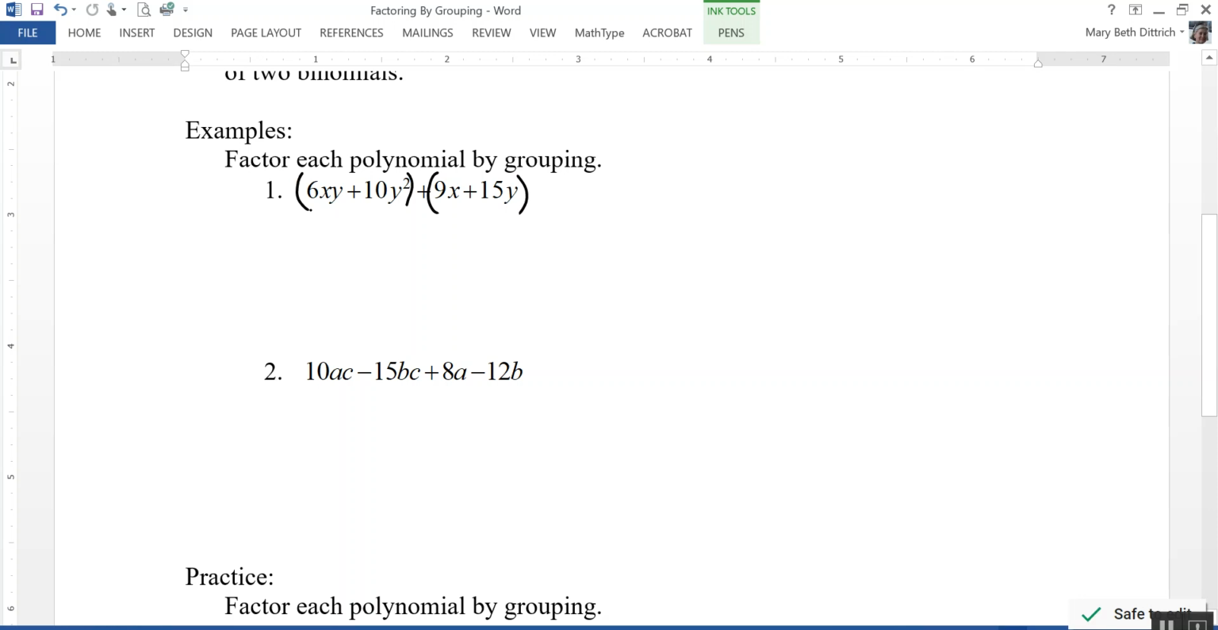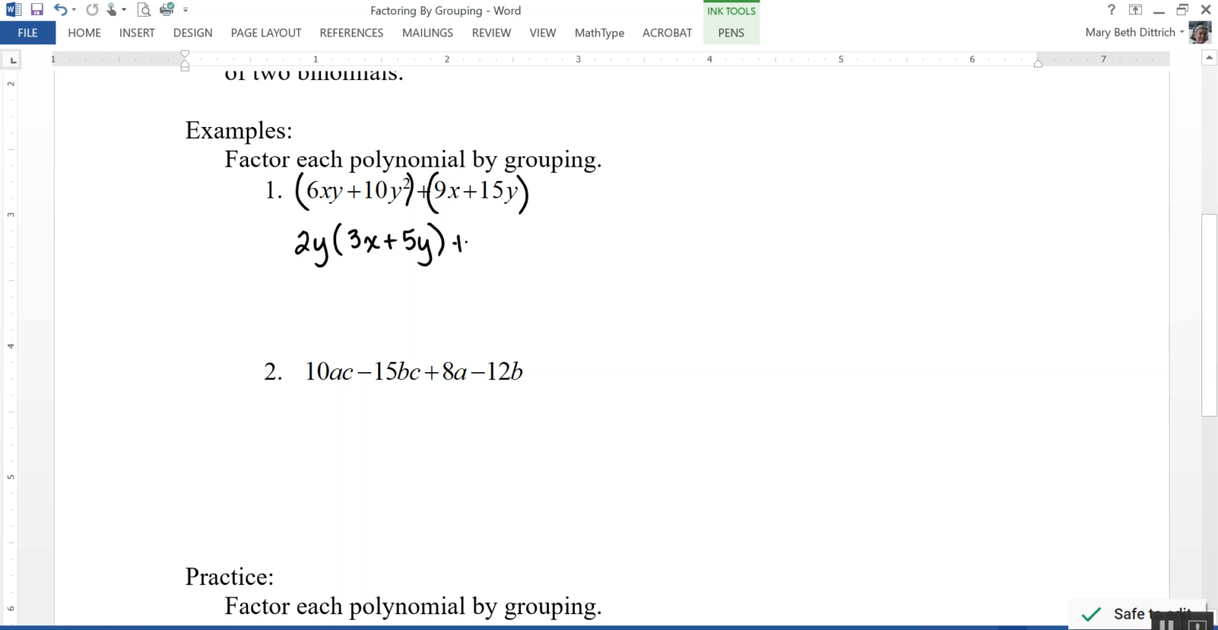Now I'm going to focus just on 6xy plus 10y squared and factor a greatest common factor out of that. Looking at that, I see that I can take a 2y out of each of those, and that's going to leave me with a 3x plus 5y. And if you're ever not sure if you factored a greatest common factor out correctly, go ahead and redistribute it and see if you get back where you started, which indeed I do.